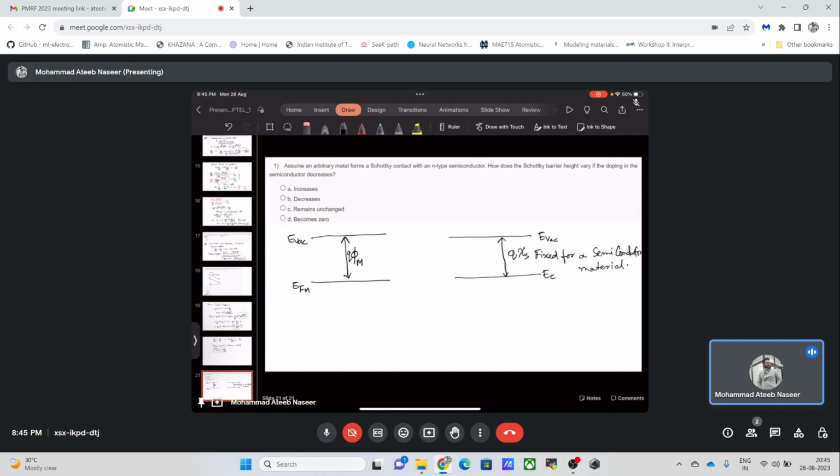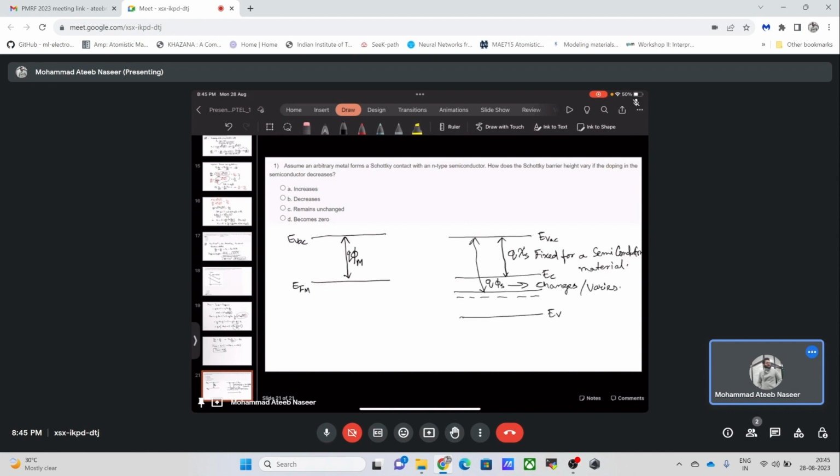But we had said that if this is the intrinsic level, and this is the valence band edge, then this is the semiconductor work function, and this semiconductor work function will change with doping. It varies.